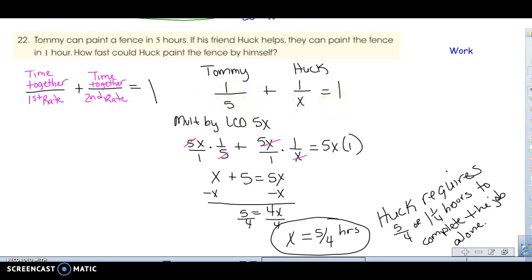Since it has fractions, we find the LCD. We multiply everything by the LCD, removing the fractions, and solving, we end up with x is equal to 5/4 hours, or 1 1/4 hours for Huck to get the job done by himself.